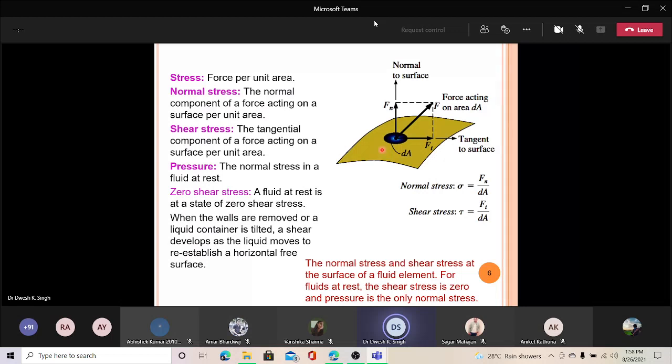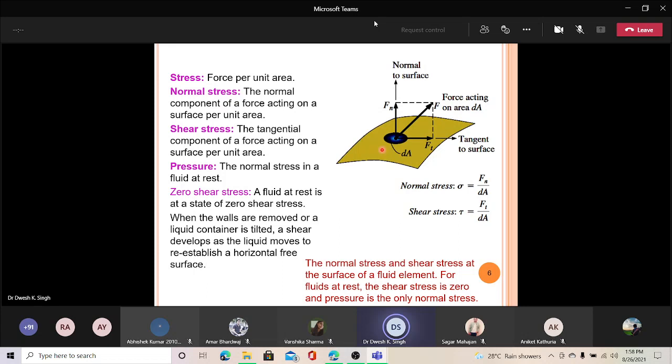Now, obviously, when a force acts, another term comes into the picture, which is called stress, that is, force per unit area. In fluid mechanics, when you consider a force over a particular area, it will be a stress. Again, there is normal stress and shear stress. Normal means perpendicular to the surface, and tangential means parallel to the surface. Pressure is also a stress, and it is always a normal stress, which acts perpendicular.